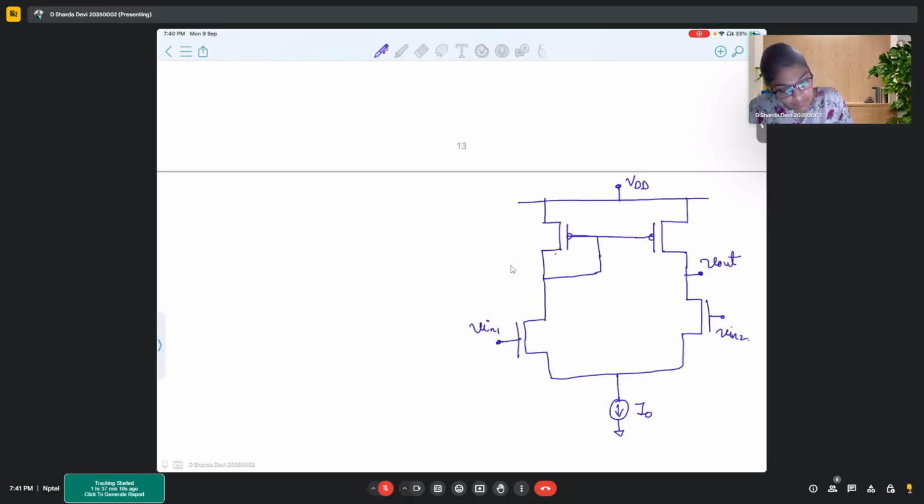Okay, so let's say your Vn1 is Vcm plus delta. This is the input that you are providing. Vn2 is Vcm minus delta.